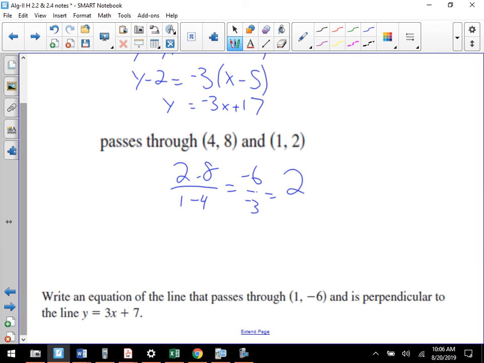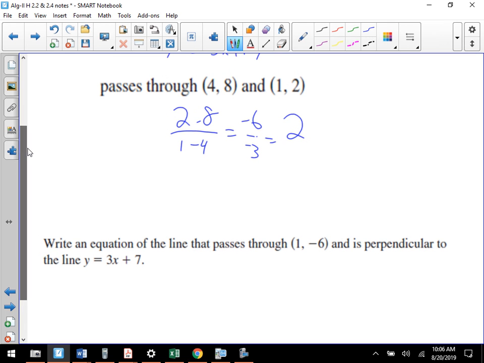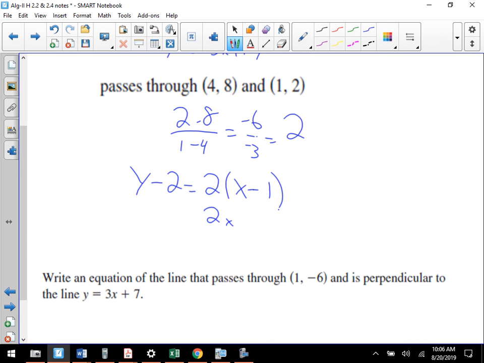What I would suggest, though, is that if this happened to be a problem that had one set of ordered pairs that were positive, one set that had some negatives in there, use the positive ones. I've seen students not know how to work with negatives. So if you do y minus 2 is 2 times x minus 1, you get 2x minus 2, add 2 over there, you get y equals 2x. Sometimes when the ordered pairs are set up like that, you might find out the relationship just by looking at it. So I just double the x, I get the y. If not, no big deal. It takes a minute to go through.